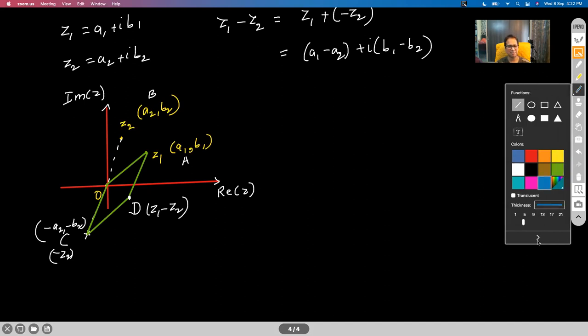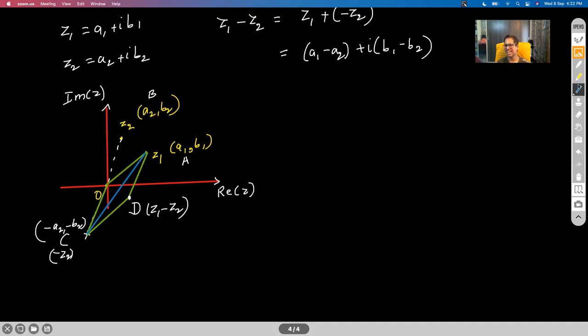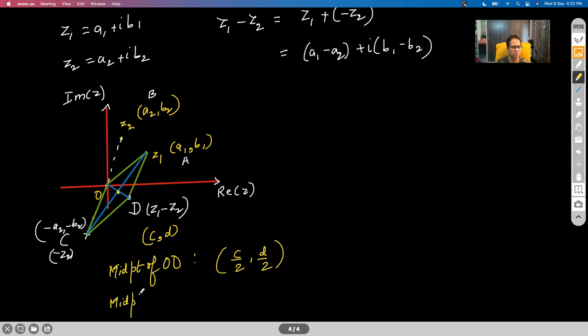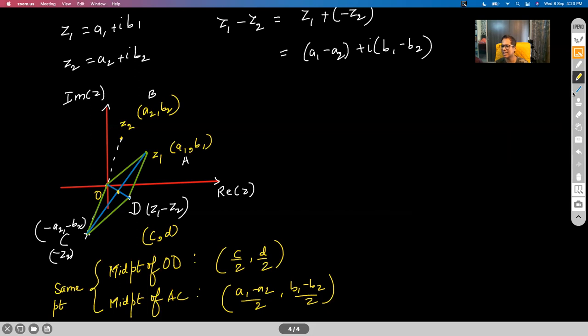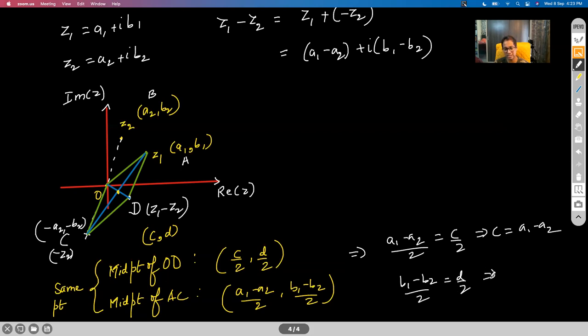Because if you have made a parallelogram, that means the midpoint of AC and the midpoint of OD should be the same. Let's say I call this point, for the time being, C comma D. So the midpoint of OD will be C by 2 comma D by 2, correct? And the midpoint of AC would be (A1 minus A2) by 2 comma (B1 minus B2) by 2. Since both have the same midpoint, because it is a property of a parallelogram that the diagonals bisect each other, we can say (A1 minus A2) by 2 is equal to C by 2. That means C is A1 minus A2. And similarly, (B1 minus B2) by 2 is equal to D by 2. That means D is B1 minus B2. So this point C comma D that you have written is actually A1 minus A2 comma B1 minus B2, the one which you wanted to locate.